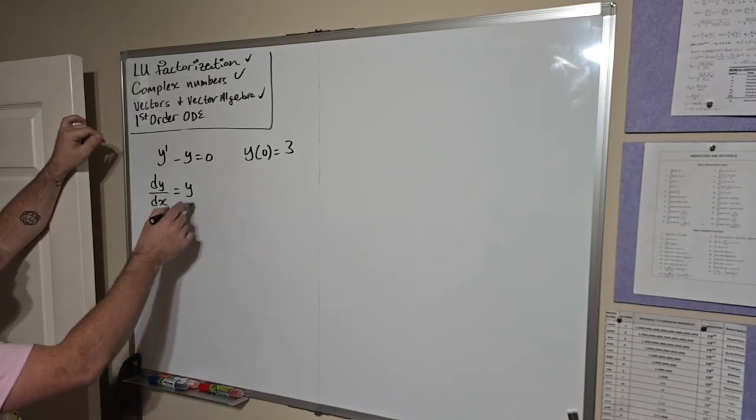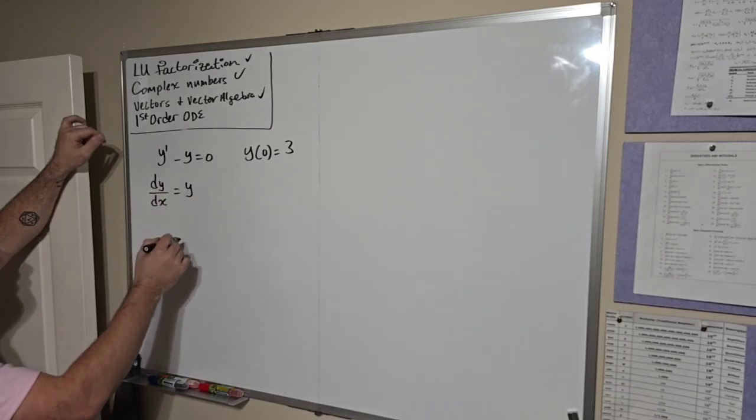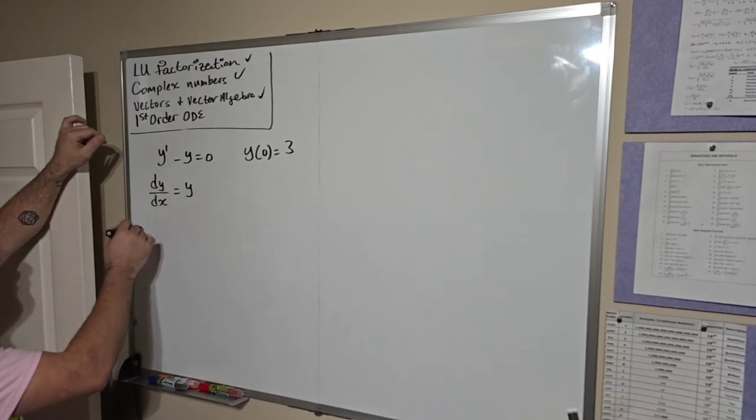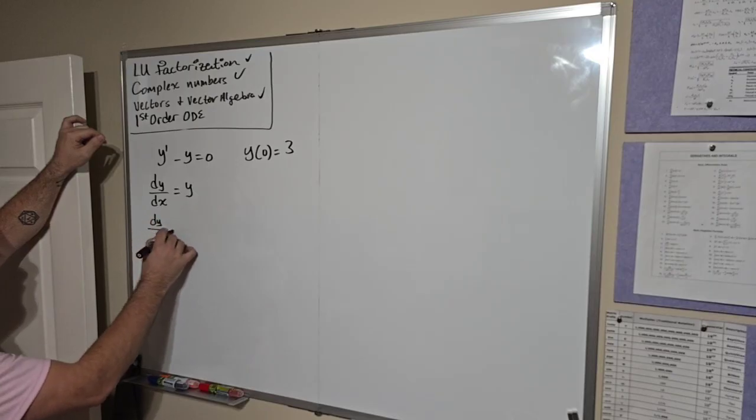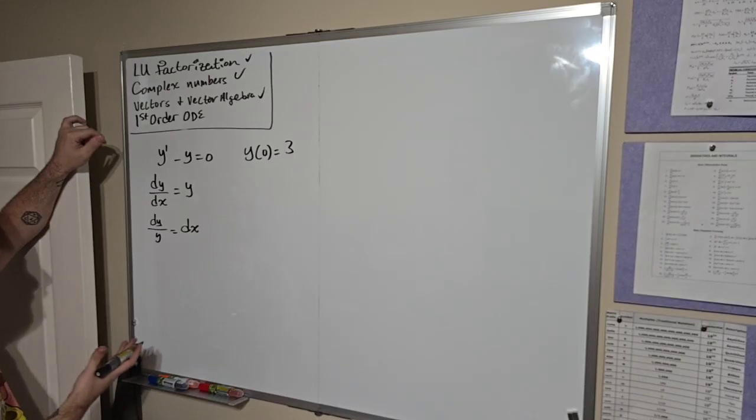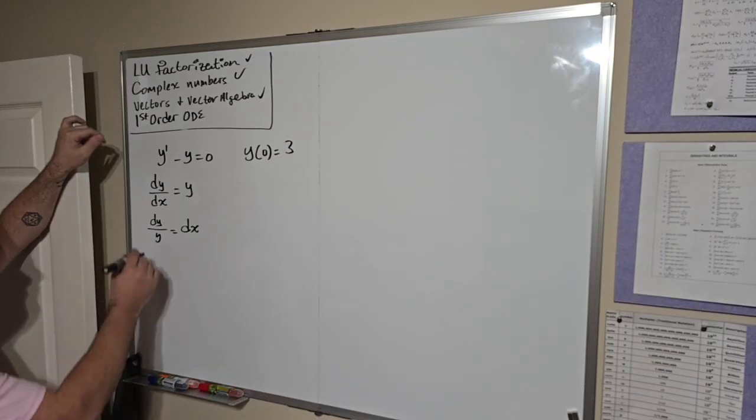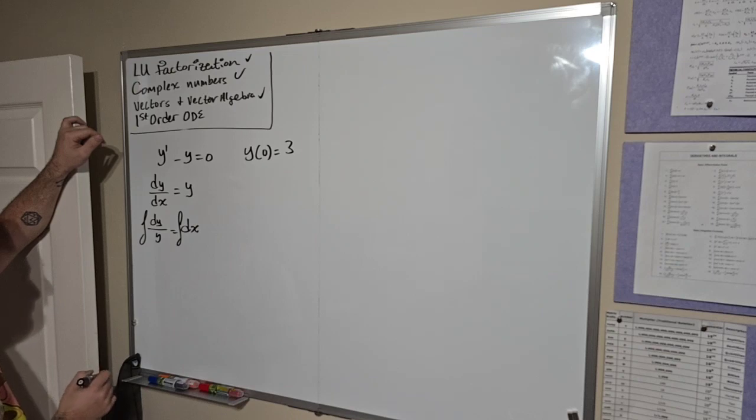I'm going to multiply this whole thing by dx over y. Right? So multiply by dx over y here and dx over y here, and I'll end up getting dy divided by y is equal to dx. Okay, great. That's separable form. We're looking really good. So now we can take an integral on both sides.